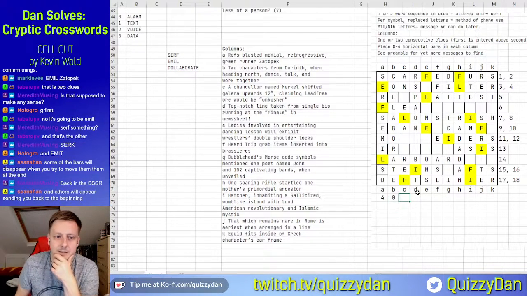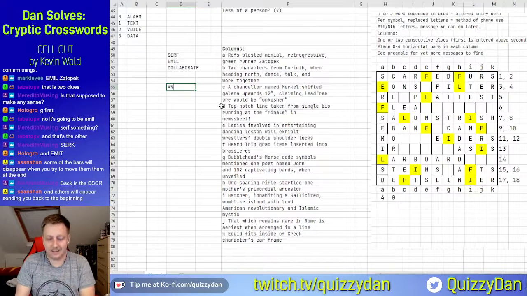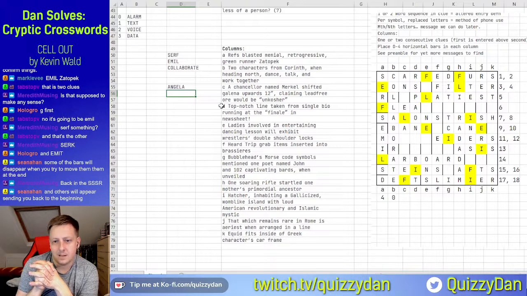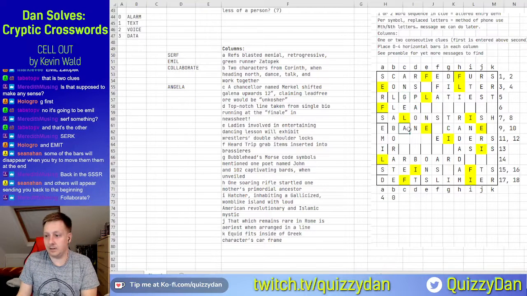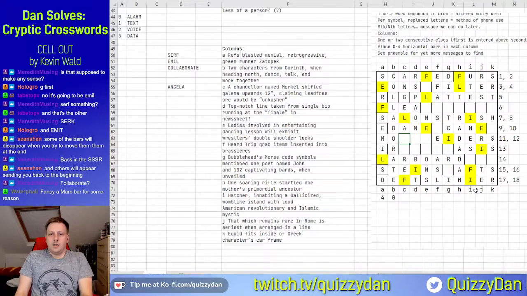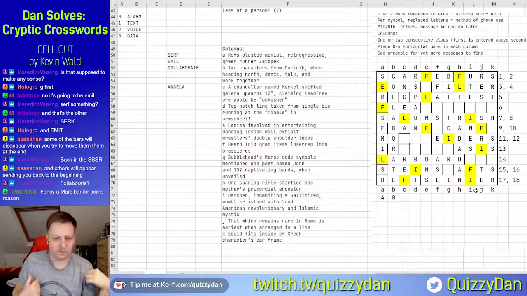No lines needed there. A chancellor named Merkel shifted Galena. That's angular. Upwards 12 inches, claiming lead-free ore would be unkosher. Okay, well, we've got angular. I'm going to put her in right away. And so we can put you there.